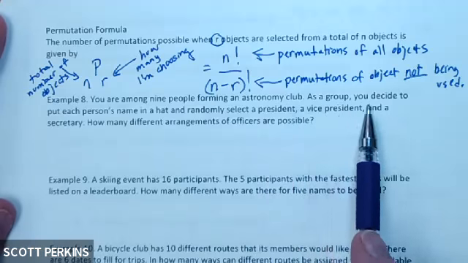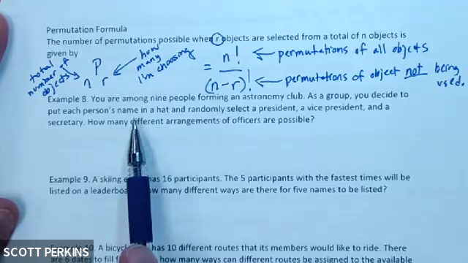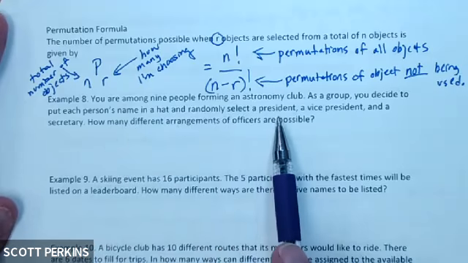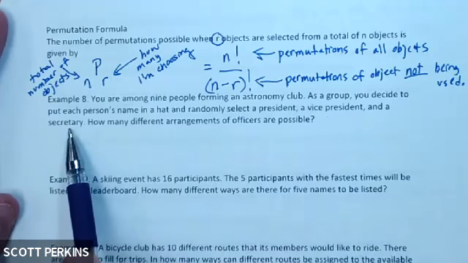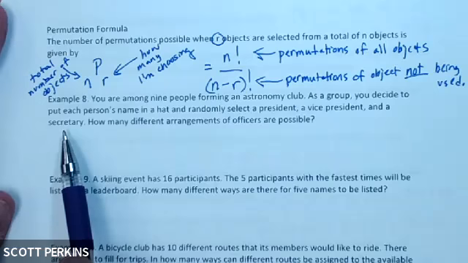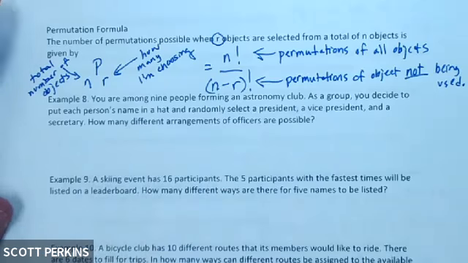As a group, you decide to put each person's name in a hat and randomly select a president, a vice president, and a secretary, because what better way to pick leadership than randomly, right? So how many different arrangements of our officers are possible?